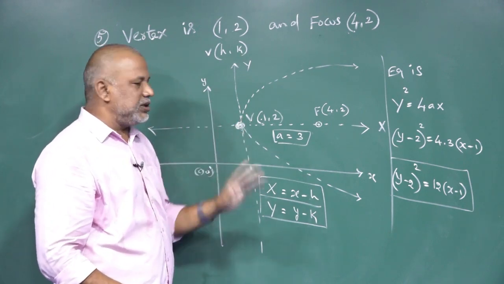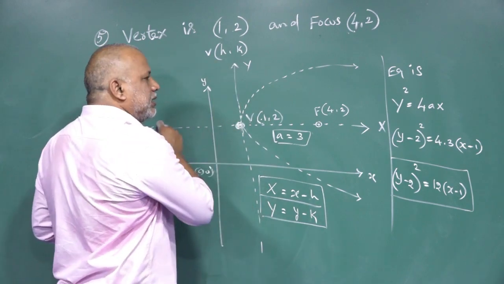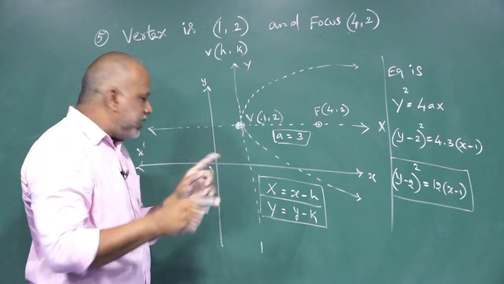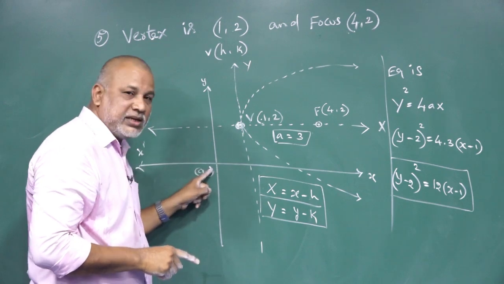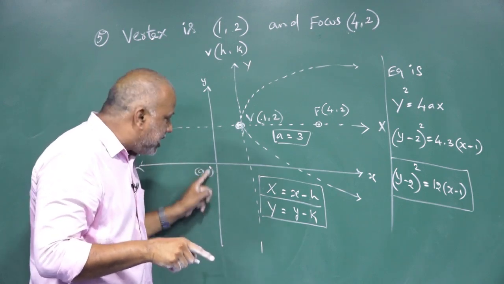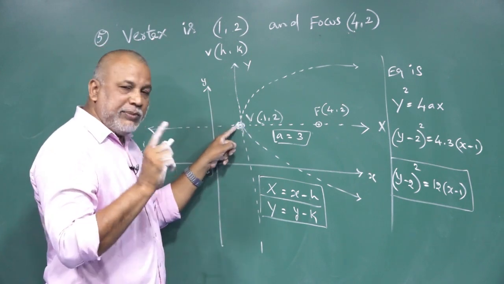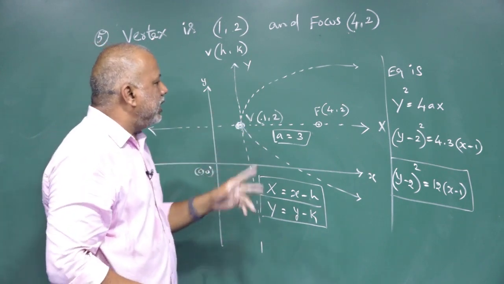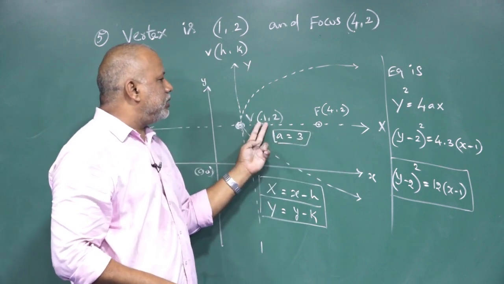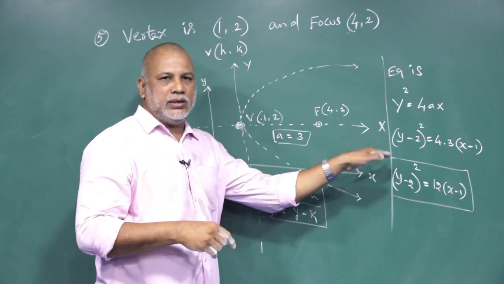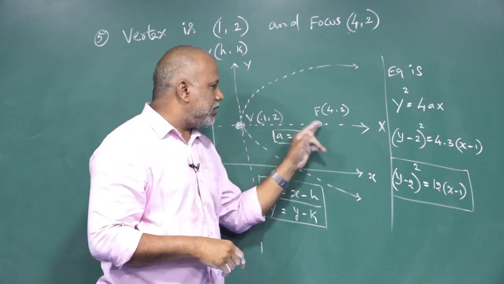So first plot the point. In this vertex, draw capital X, capital Y. See here, small x and small y meet at the vertex (0, 0). Instead of this, we are drawing a new axis, capital X and capital Y. It must pass through the vertex. Now, focus is (4, 2). Already (1, 2) is plotted, and just after this we can plot the point (4, 2).